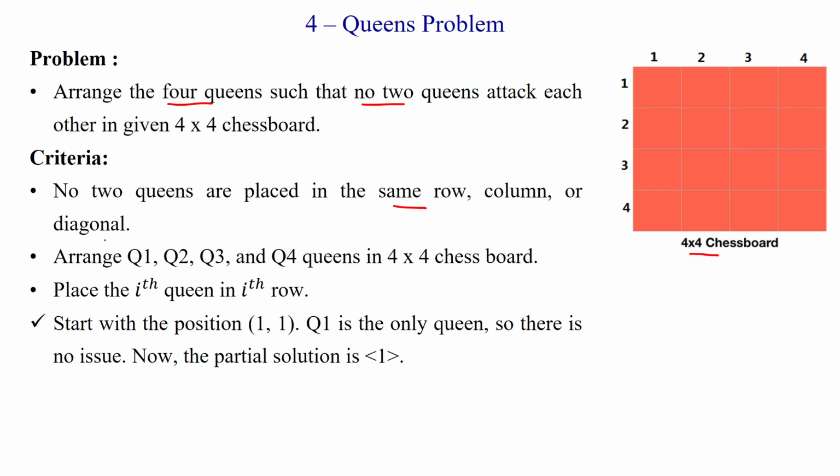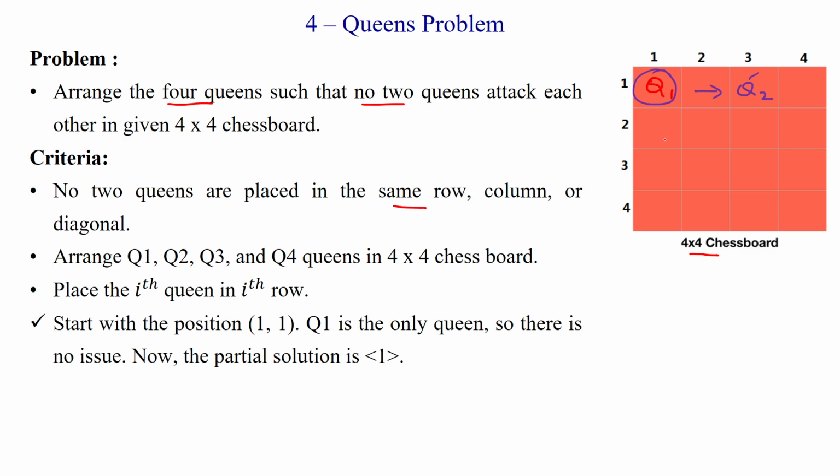and different diagonals. That means if you place queens in the same row, I am placing Q1 here, and if I select another column in the same row for placing queen 2, then queen 1 will attack queen 2.